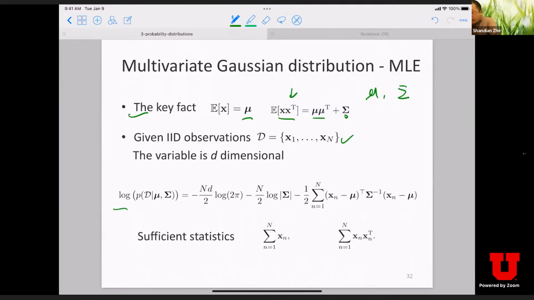Again, we can write down the joint probability. The joint probability is simply the product of each probability, so it will be the product over p of xn given mu and sigma. And if you take the logarithm of the joint probability, it will be a summation over the log probability of each observation. It will give you this one.